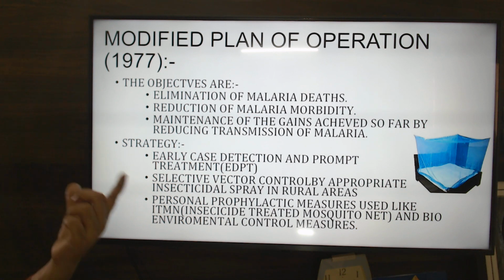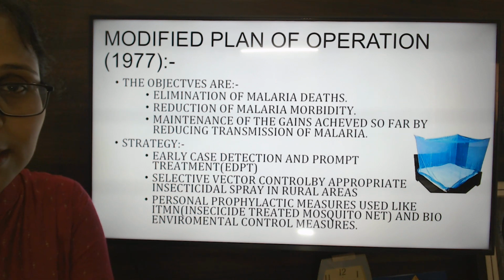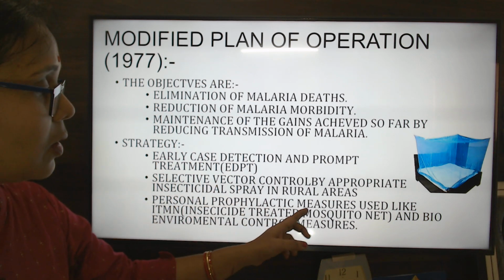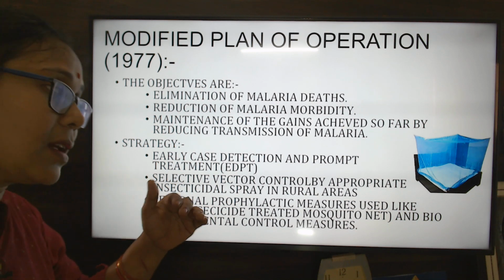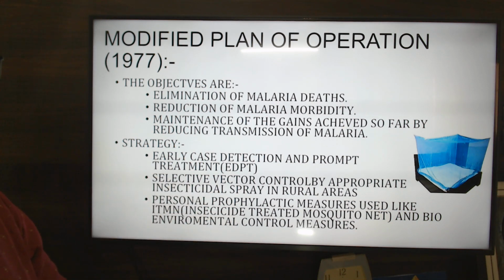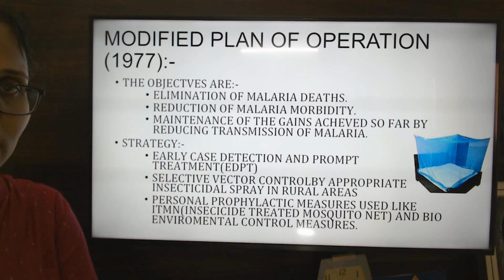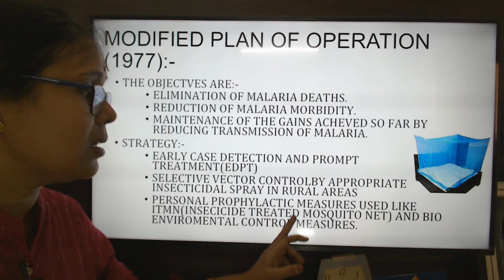Then what are the strategies? That's the action plan. Early case detection and prompt treatment: as soon as we diagnose cases early, treatment will be started so that recovery will be very easy. And selective vector control by appropriate insecticidal residual spray. As the disease is caused by a vector, a mosquito, Anopheles stephensi, by knowing which type of vector it is, we can take control measures or spray in the rural area. And personal prophylaxis measures: if a person wants to stay away from malaria, he or she can use ITMN, the insecticide-treated mosquito net.